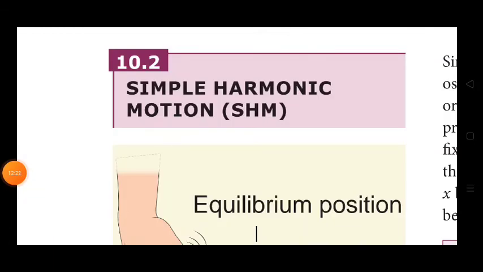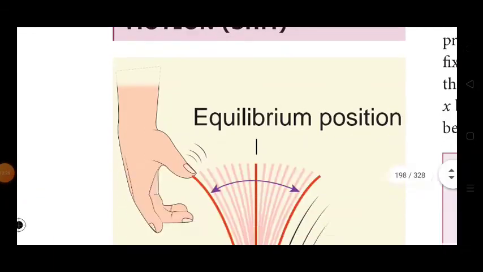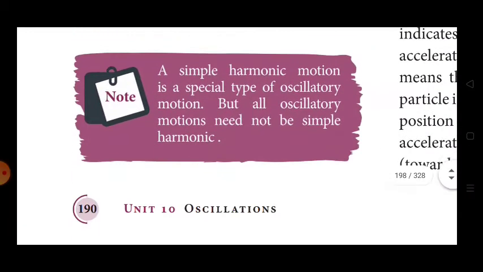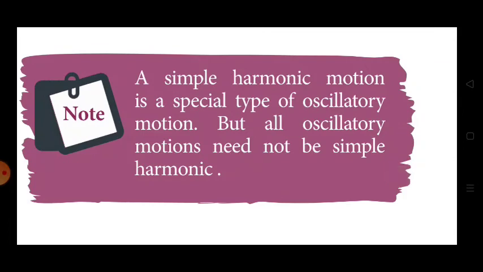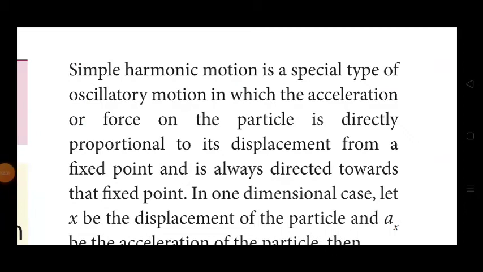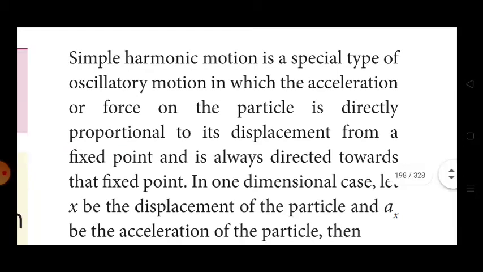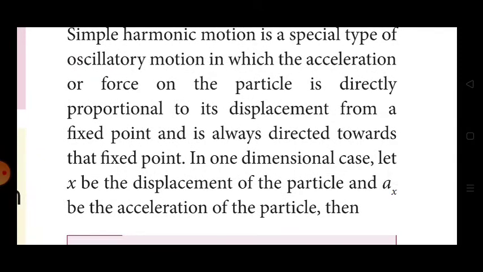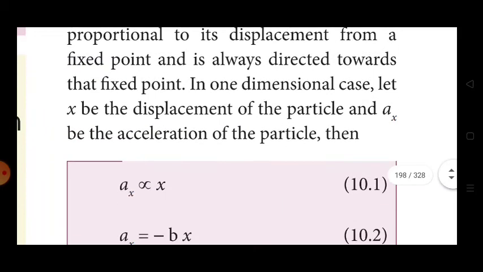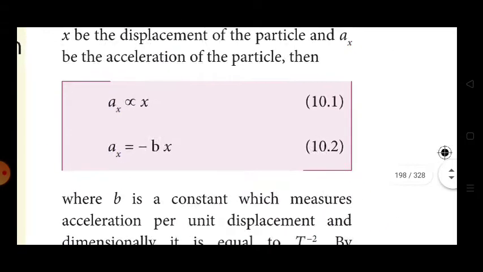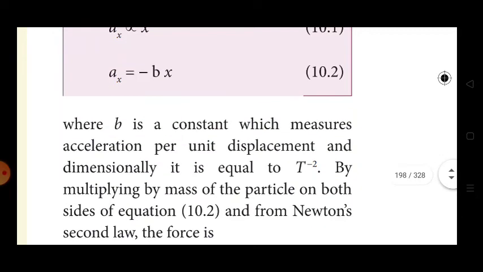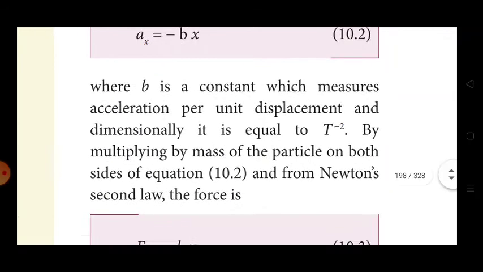Simple harmonic motion, SHM, equilibrium position. Simple harmonic motion is a typical type of oscillatory motion, but all oscillatory motions need not be simple harmonic motion. Simple harmonic motion is a special type of oscillatory motion in which the acceleration or force on the particle is directly proportional to its displacement from a fixed point and is always directed towards the fixed point. In the one-dimensional case, let x be the displacement of the particle and ax be the acceleration of the particle. Then ax is directly proportional to x, and ax is equal to minus bx. Here b is a constant which measures acceleration per unit displacement, and dimensionally it is equal to T to the power minus 2.